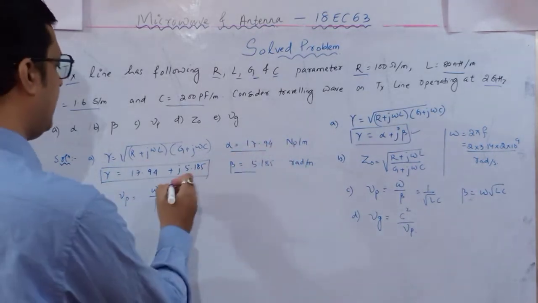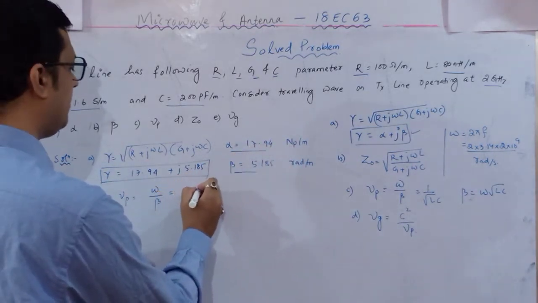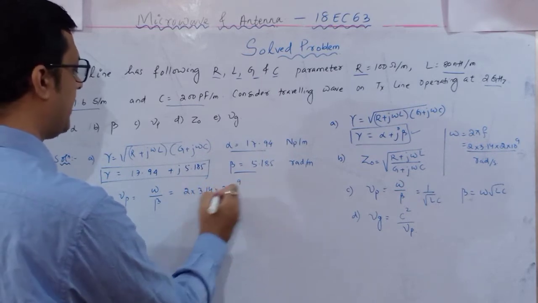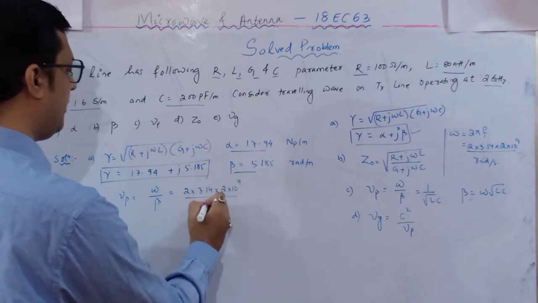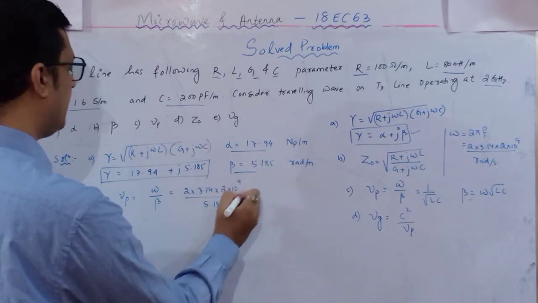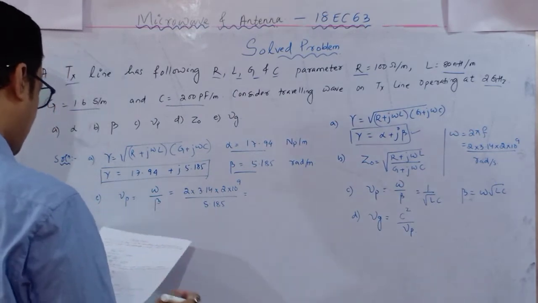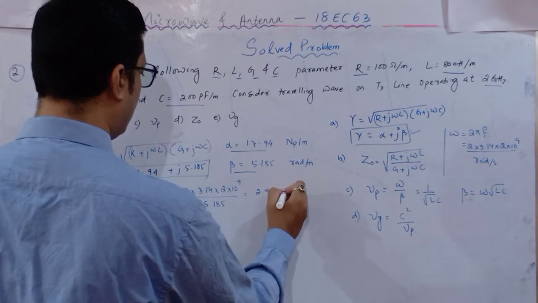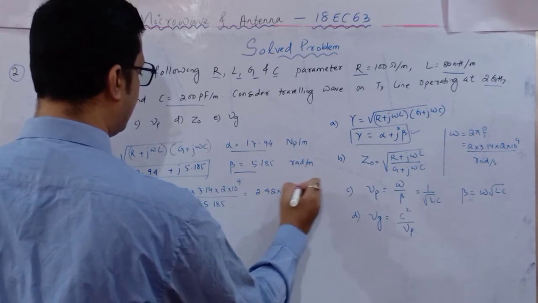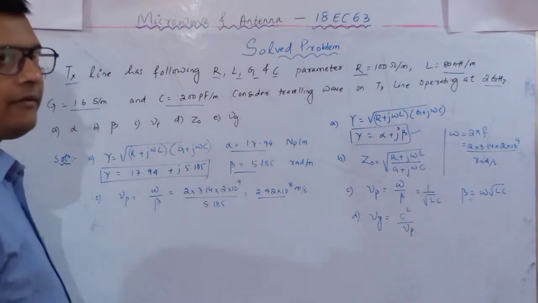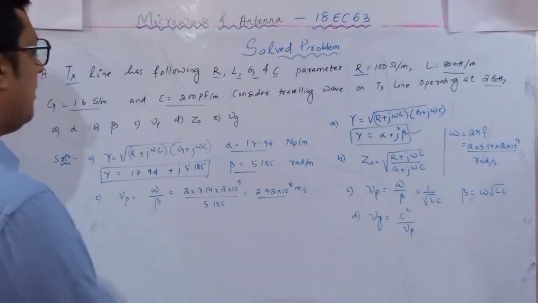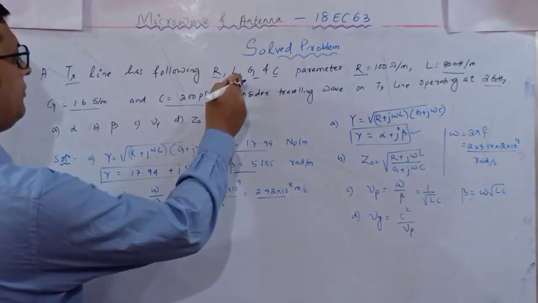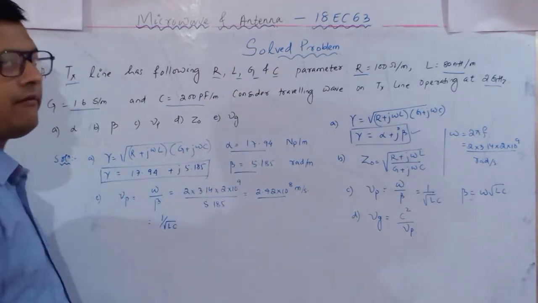What is the value of omega? Omega is 2 into 3.14 into 2 into 10 to the power 9 whole divided by beta, 5.185. If you solve this, your phase velocity we will get around 2.42 into 10 to the power 8 meter per second. So this is my phase velocity. Then, or with the help of 1 by root over of LC also you can put L and C value, you will get the same value. Okay.